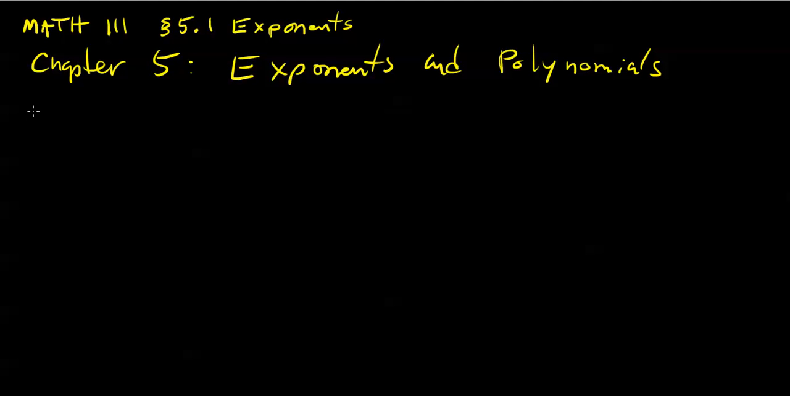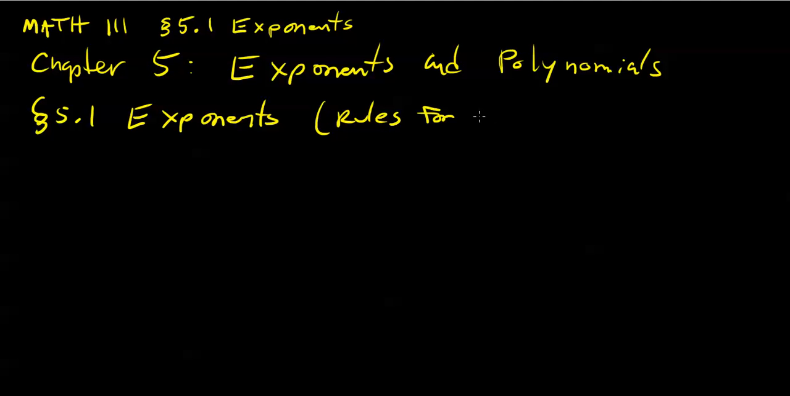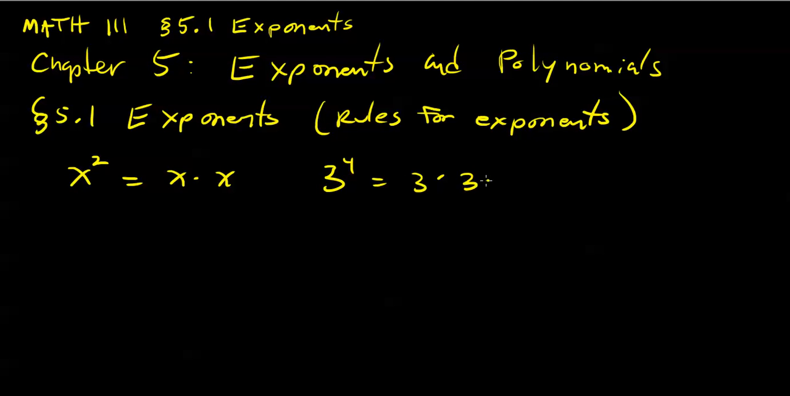And in section 5.1, which begins chapter 5, we're going to start talking about exponents and rules for exponents in particular. All right, we know what exponents are and what they're all about. For example, very simply, x squared just means you've got two factors of x being multiplied. If you've got 3 to the 4th power, that's 4 factors of 3 being multiplied, etc. Alright, so I'm going to assume that we know the basics of exponents and start listing these rules.